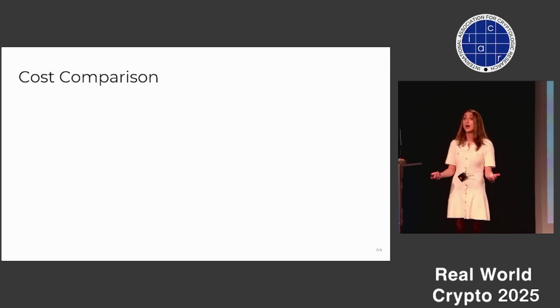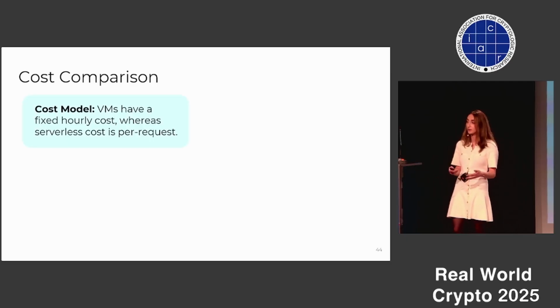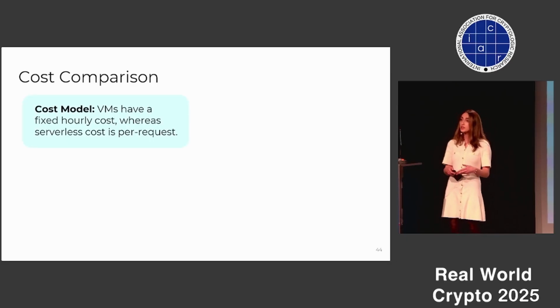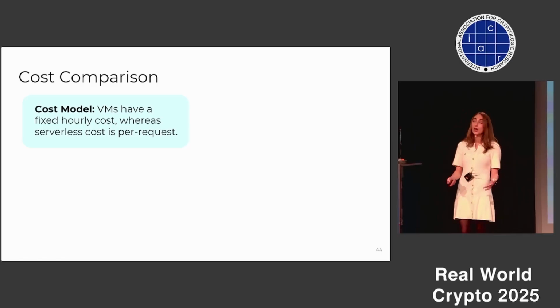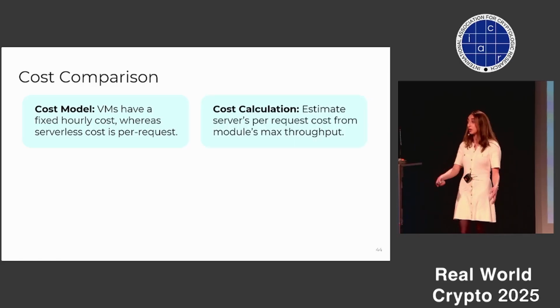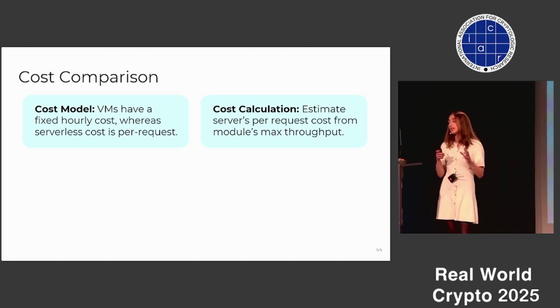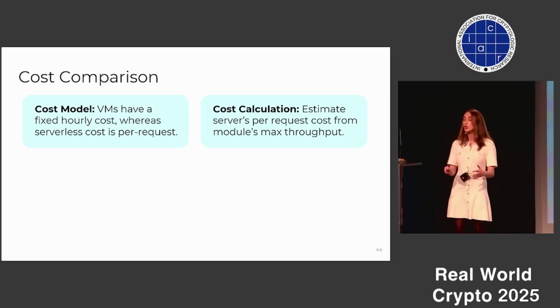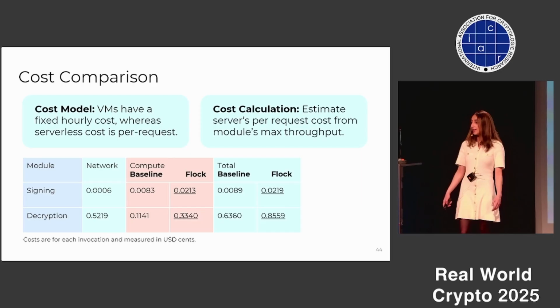We also conducted a cloud cost comparison to see the dollar cost difference for an application provider. So this was a bit tricky because in terms of a cost model, VMs have a fixed hourly cost, whereas serverless cost is actually per request. And so we estimated the serverless per request cost from the module's maximum throughput. And these were our results.